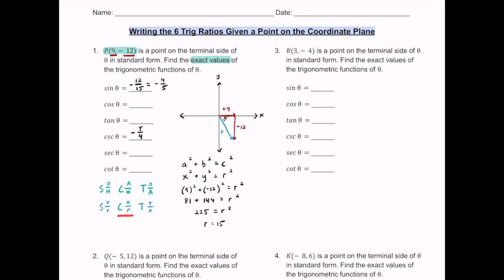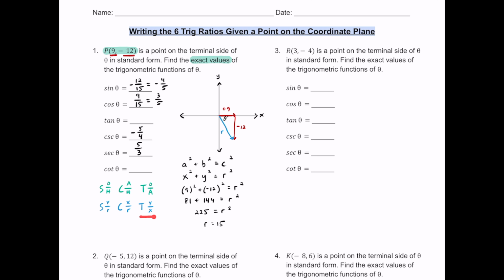It's going to be x over r, so the x coordinate here is going to be 9, and the r, or the hypotenuse here, is going to be this 15 we already figured out. So we're looking at 9 over 15. For cosine, we're going to say it's going to be 9 over 15. Divide them both by 3, or the GCF, and you're going to get 3/5. And secant is the reciprocal of that, so we're going to write 5/3.